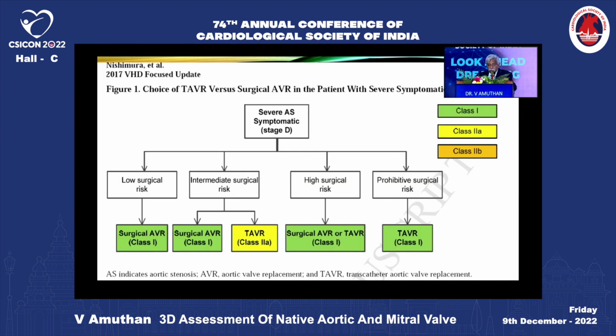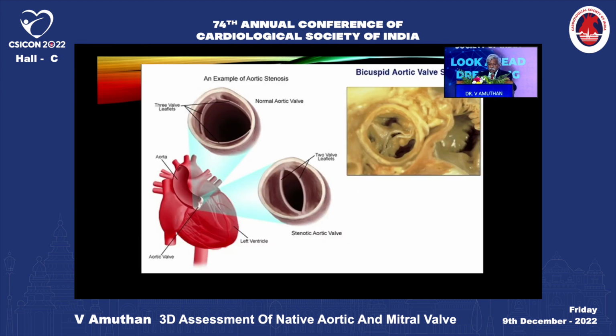Now, the problem is when to operate or when to intervene. Now, the focus has shifted from the high surgical risk, which was there initially. These were the patients who were selected for TAVR cases, class 1 indication. And when there is a prohibitive surgical risk, class 1 indication, now again this has moved to intermediate surgical risk, where there is class 2 indication. So whenever there is a low surgical risk, it is always surgery. So that is the way the TAVR is done nowadays.